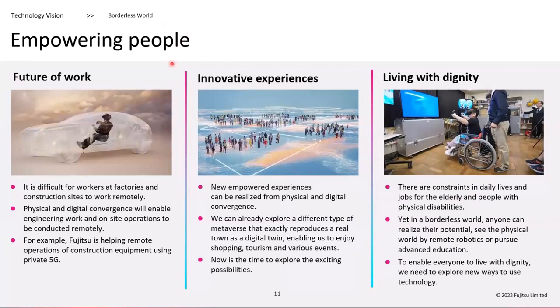People will be empowered in a borderless world. For example, the future of work. It is difficult for workers at factories and construction sites to work remotely. Physical and digital convergence will enable engineering work and on-site operation to be conducted remotely. For example, Fujitsu is helping remote operations of construction equipment using private 5G.